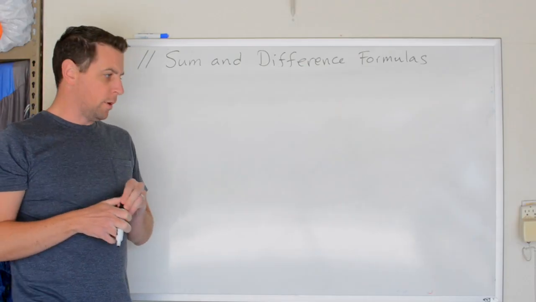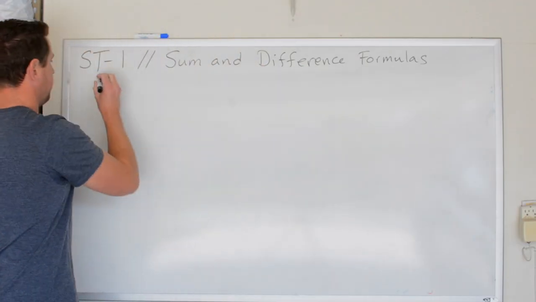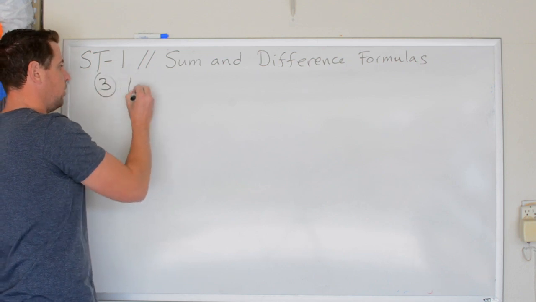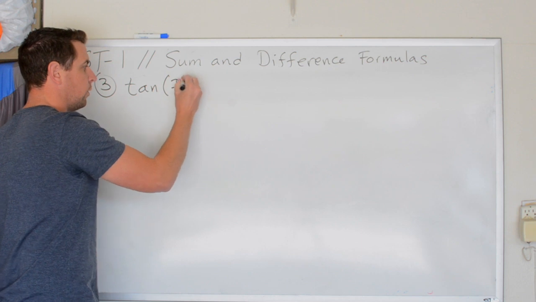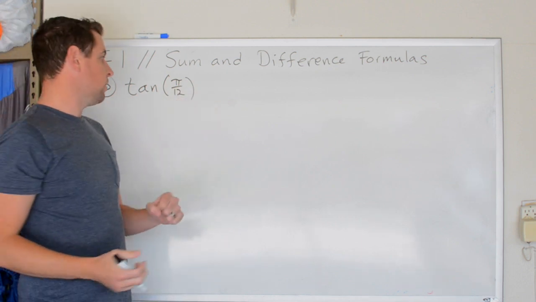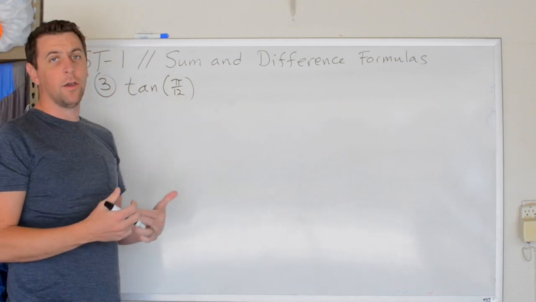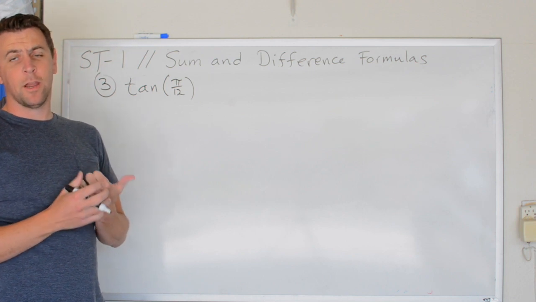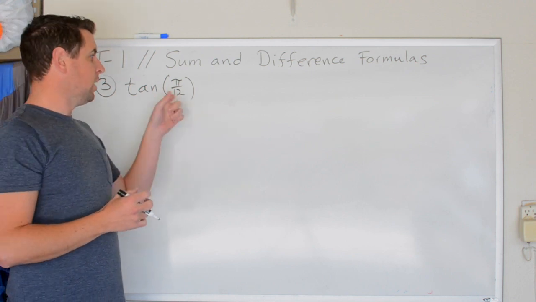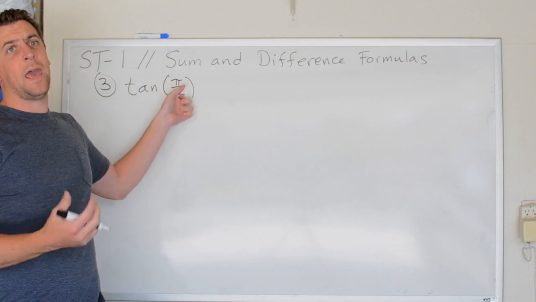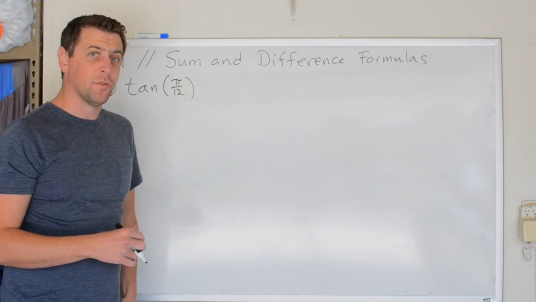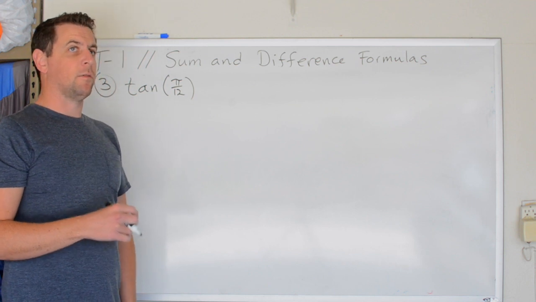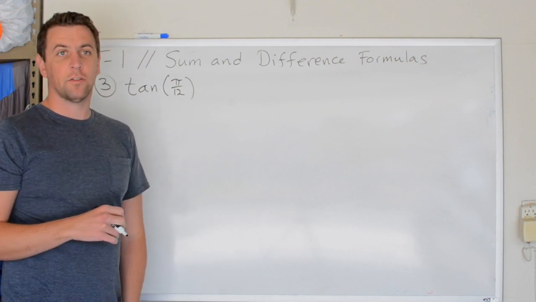So problem number 3 we're going to do is kind of similar, but a little bit different. It's tangent of pi over 12. Now the difference obviously is not only are we using tangent, but pi over 12 is a radian measurement. And so we need to think of two angles that add or subtract to pi over 12. That's going to be a little bit more difficult for us because adding and subtracting fractions is harder.